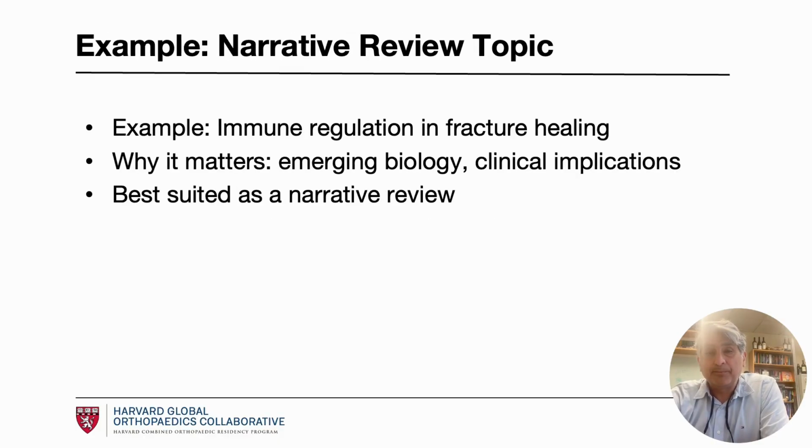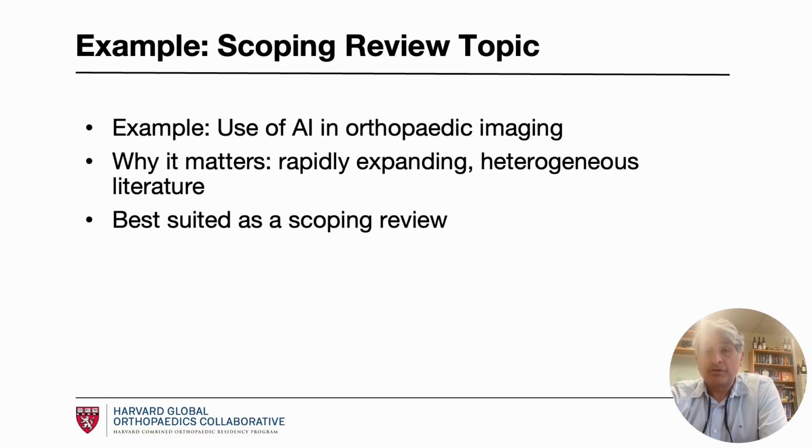As an example of a narrative review: immune regulation in fracture healing. Why it matters, what is the emerging biology, what are the clinical implications. This is best studied as a narrative review, for instance. Now, for a scoping review: use of AI in orthopedic imaging. Why it matters: a rapidly expanding, heterogeneous literature. Therefore it's better suited for a scoping review.